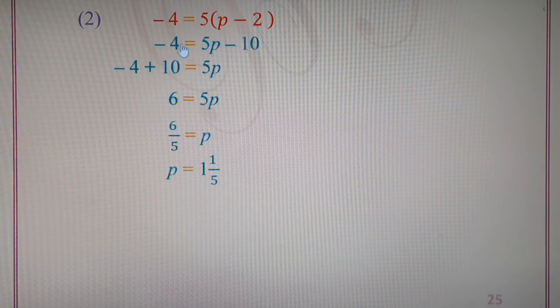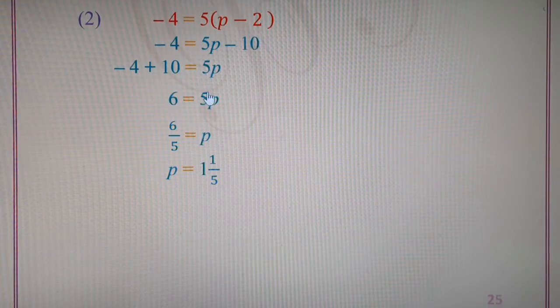So here minus 4 plus 10 will be our next step, and 5p we copy as it is. 10 minus 4, our answer will be 6. Minus 4 plus 10 we can solve as 10 minus 4 also. From 10 we have to subtract 4, our answer will be 6. And 5p we copy as it is on the right hand side, and 6 we write on the left hand side as the solution of 10 minus 4.